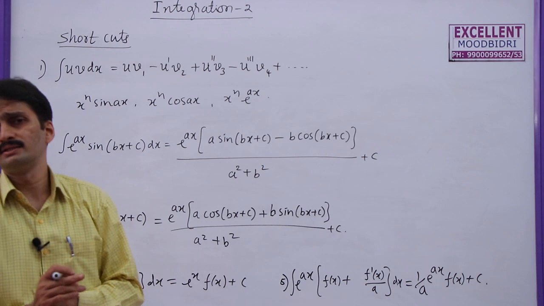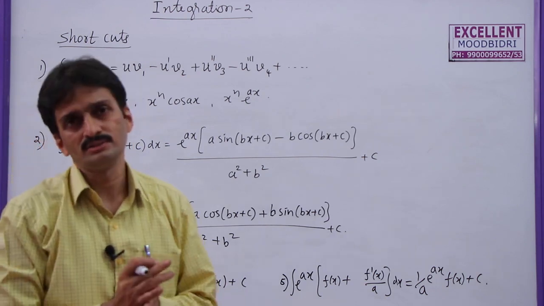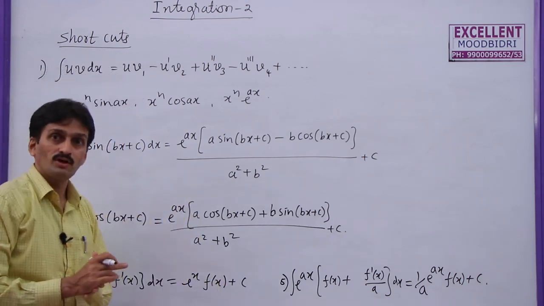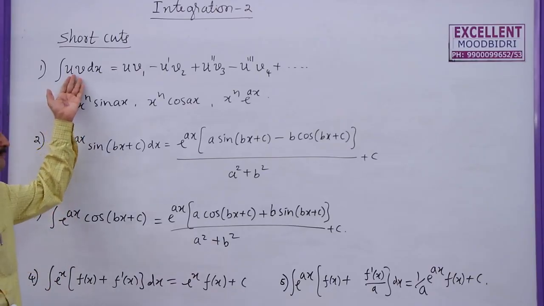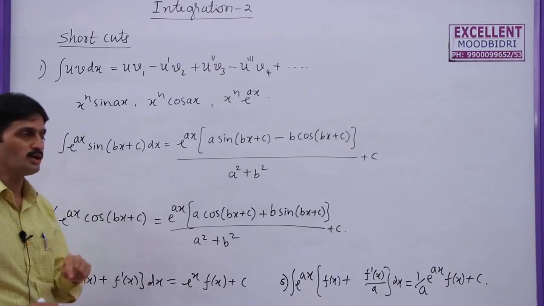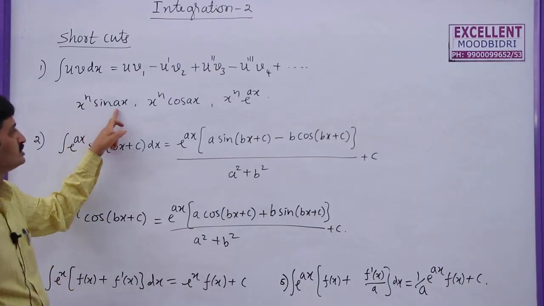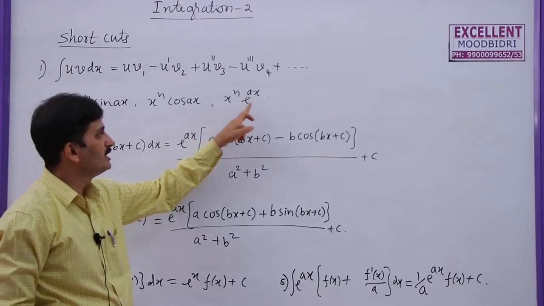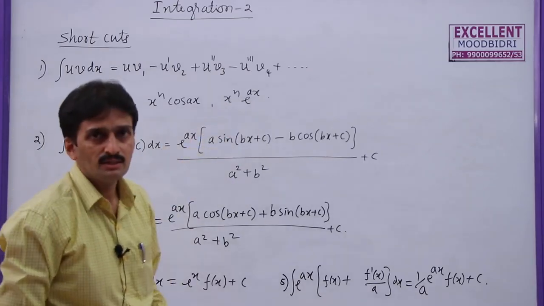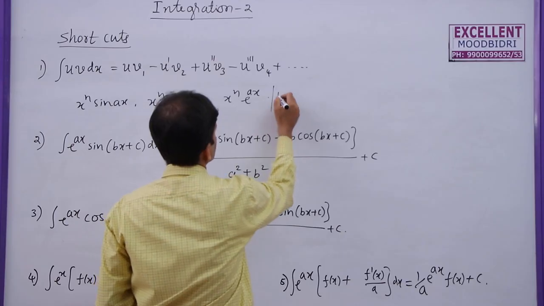But this method has some limitations. This method cannot be applied for all problems. This shortcut formula can be applied only in the case of three products: x power n into sine ax, x power n into cos ax, x power n into e power x. Let us see one example.